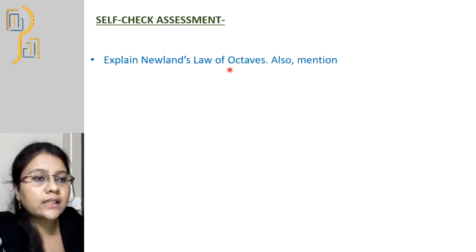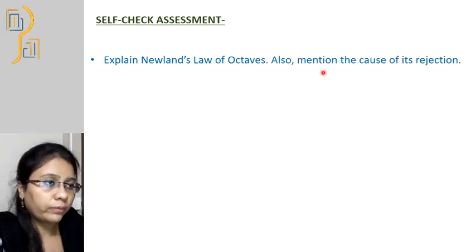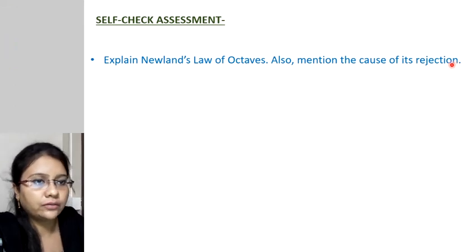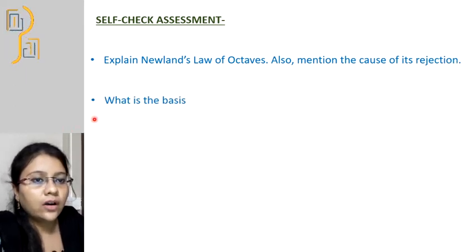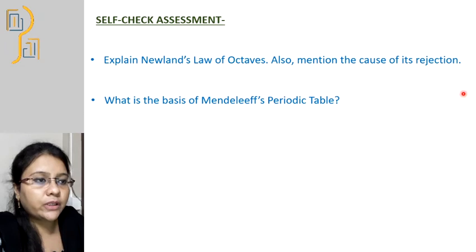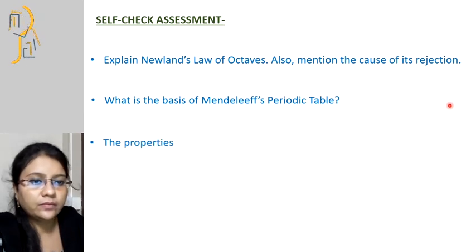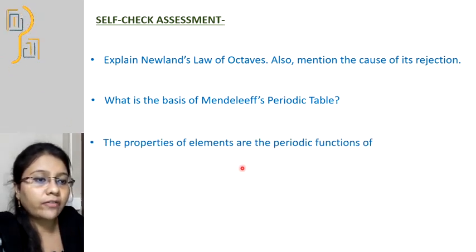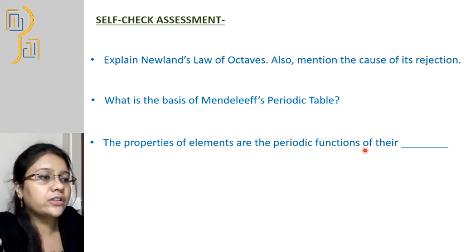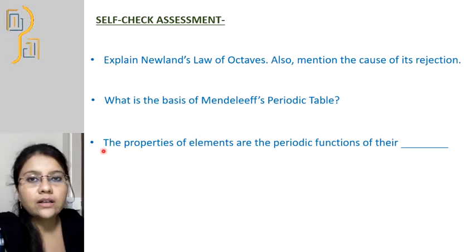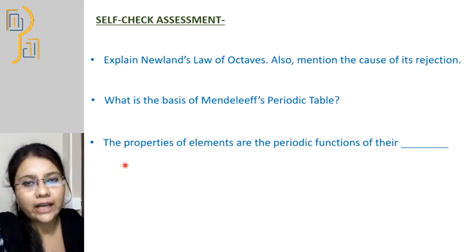Explain Newlands' law of octaves. Also mention the cause of its rejection. What is the basis of Mendeleev's periodic table? The properties of elements are the periodic functions of their dash. The solutions of this segment will be discussed after we complete the entire chapter.